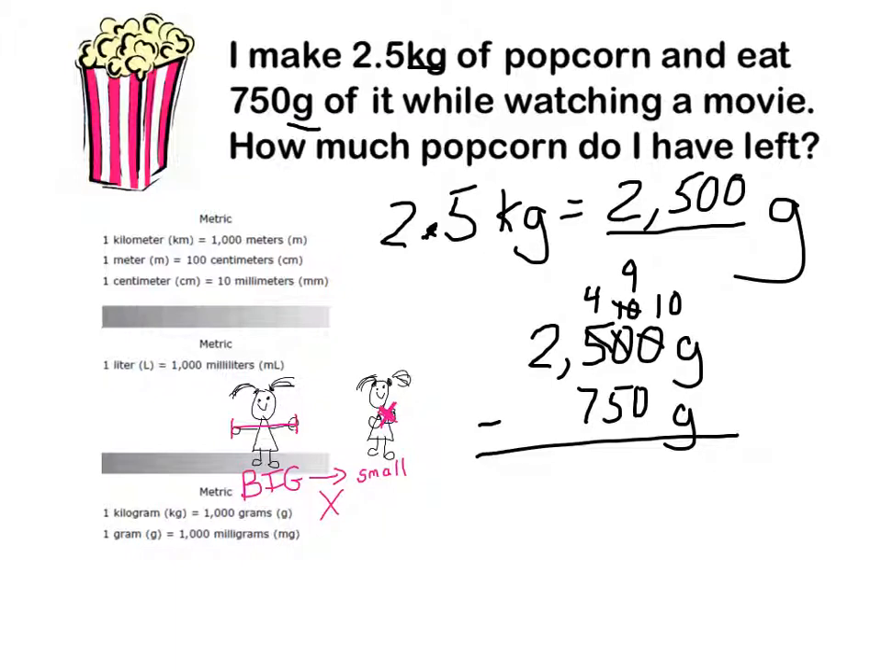Whoops, didn't mean to do that. Got a little carrying crazy here. So the 0, 10 minus 5 is 5. We'll have to borrow right here. That'll be 7. So I have 1,750 grams left of popcorn.